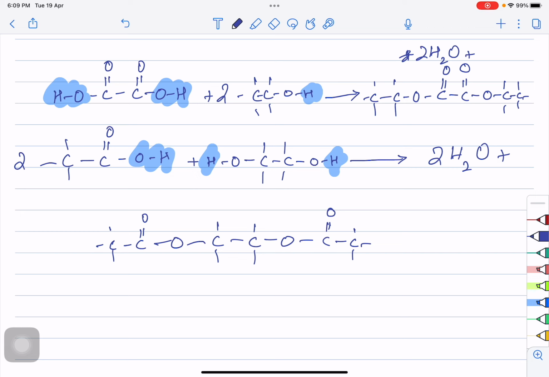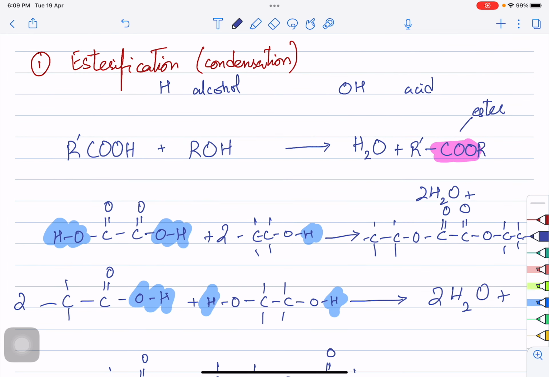Now, what was I doing in all of this? I was removing water. Which means I need a strong dehydrating agent to do this. And to do that, we have concentrated sulfuric acid. And we know that from childhood, from O level, that we need concentrated sulfuric acid, which is a strong dehydrating agent in presence of heat. It will be a really fast reaction, and this will continue. Of course, you can reverse this by adding water.